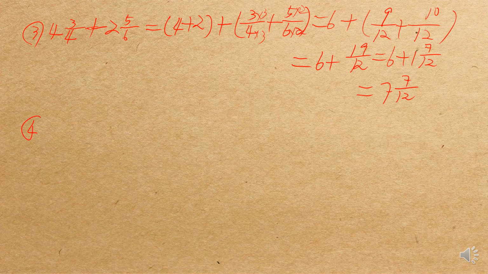Number 4. 3 minus 5/8. 3 can be changed to 2 and 8/8. Minus 5/8. Whole number 2. 8 minus 5 is 3/8.